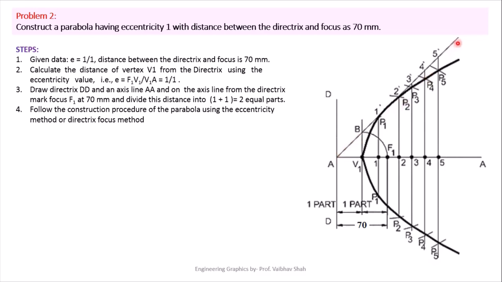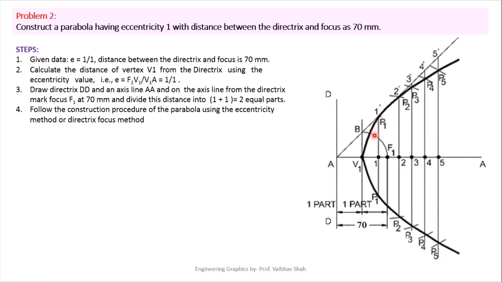After getting this point B, just connect this point A with B and extend this line in the rightward direction arbitrarily. After that, select any random number of parts on the right hand side of your V1, like 1, 2, 3, 4 and 5. After marking these parts, you have to draw a vertical line from each and every part. So let us draw a vertical line from 1, vertical line from 2, vertical line from 3, vertical line from 4, and vertical line from 5. Now, these vertical lines will intersect this inclined line at points 1', 2', 3', 4', and 5'.